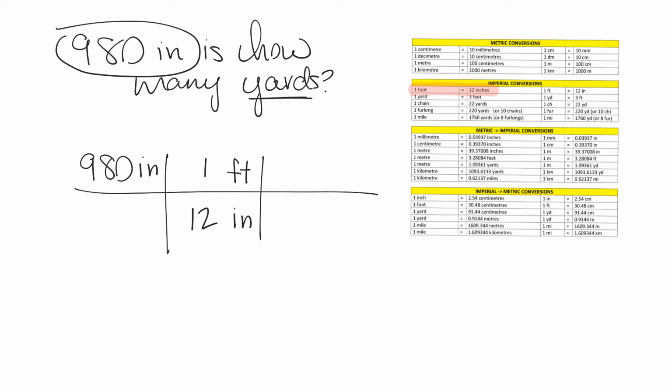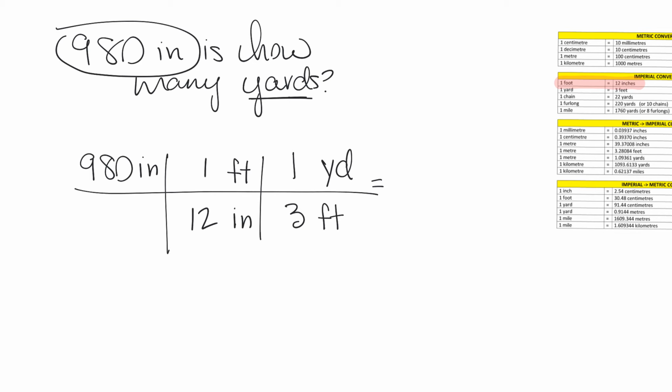Okay? Now, if I've got feet on the top, I need a foot on the bottom. And what can feet convert to? Well, feet convert to yards. Perfect. All right. The relationship is 3 feet in 1 yard. I know that because it says it right here. So, like I said before, what we're going to do here is multiply everything across the top and then everything across the bottom.